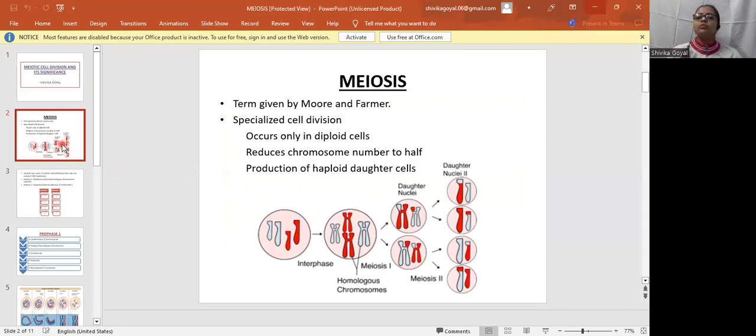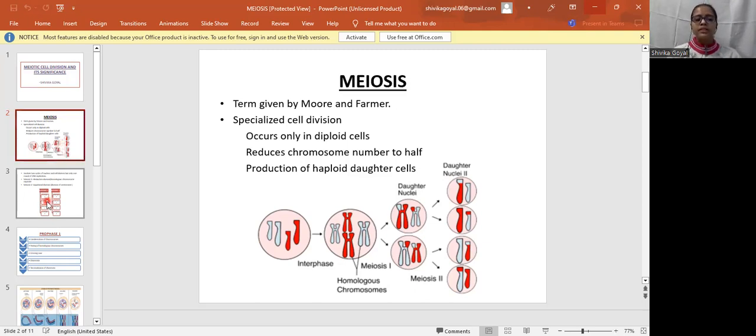The word meiosis was first given by two scientists, Moore and Farmer. This meiosis is a specialized type of cell division which occurs only in the diploid cells. Now, why is it occurring only in the diploid cells? Because here the chromosome number reduces to half. So, there are three features. It occurs only in the diploid cells. The chromosome number reduces to half, and at the end of meiosis, you are going to get four haploid daughter cells. Whereas, if we talk about mitosis, we are going to get only diploid cells at the end of mitosis, but in meiosis we are going to get haploid daughter cells.